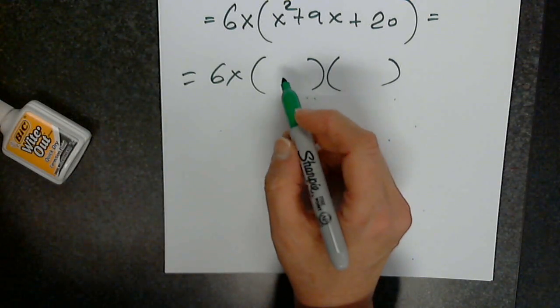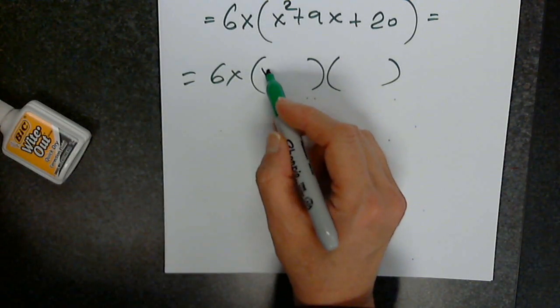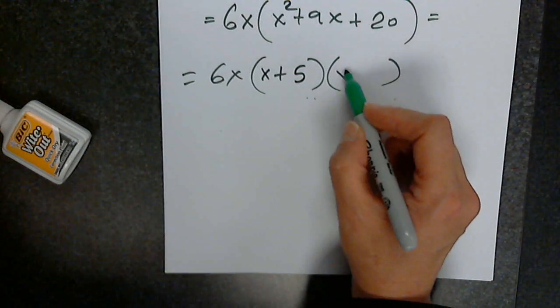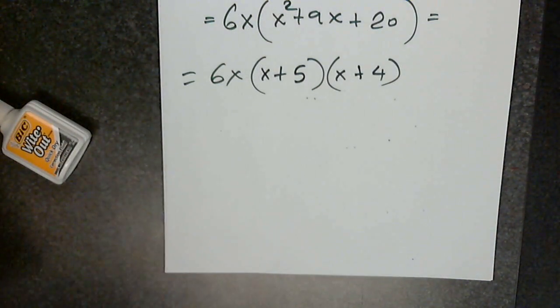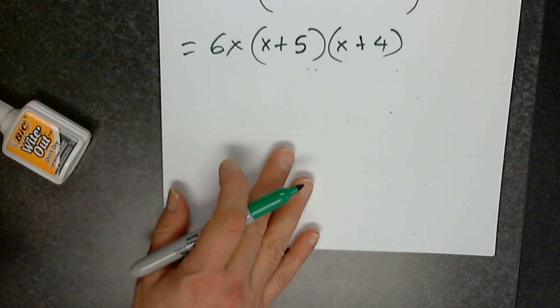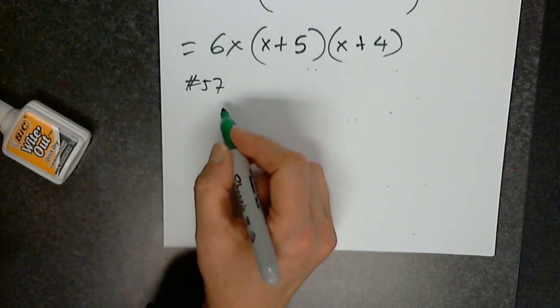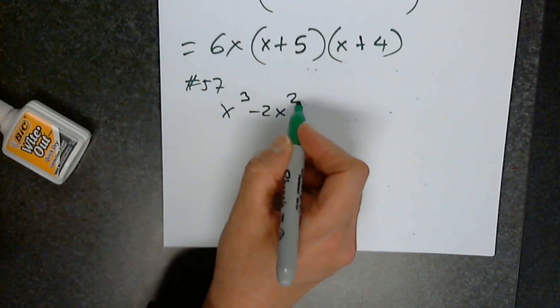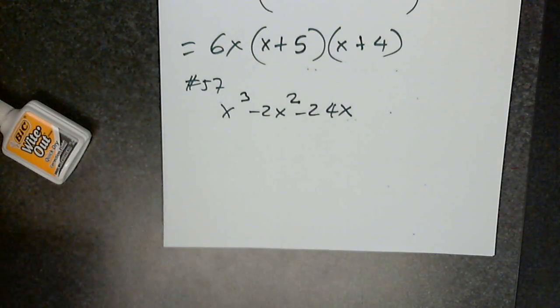So how do I write it? That's it. Do you think we need more examples from this category? Okay. Very good. I only asked. Okay, 57. X to the third minus 2x squared minus 24x.